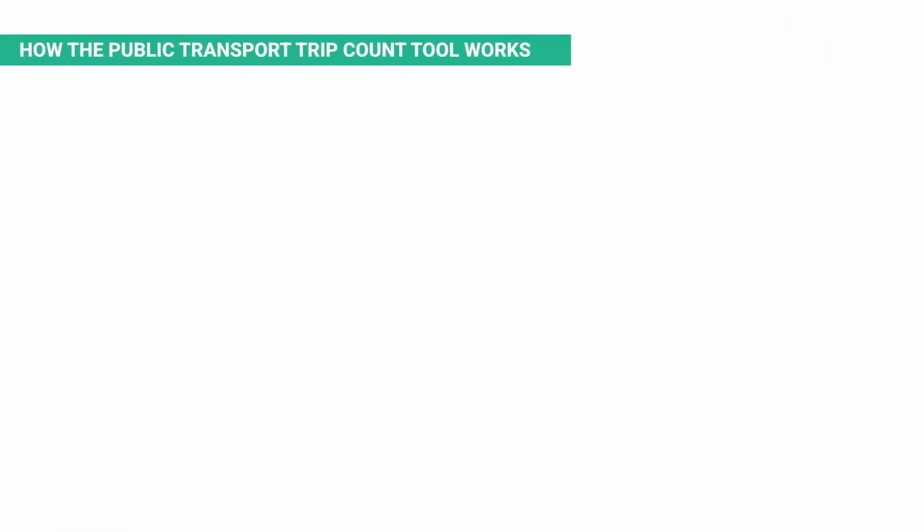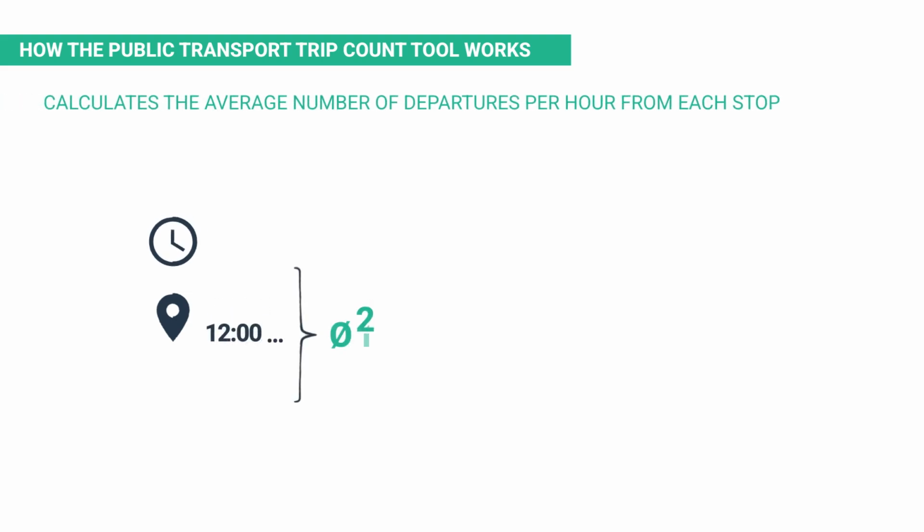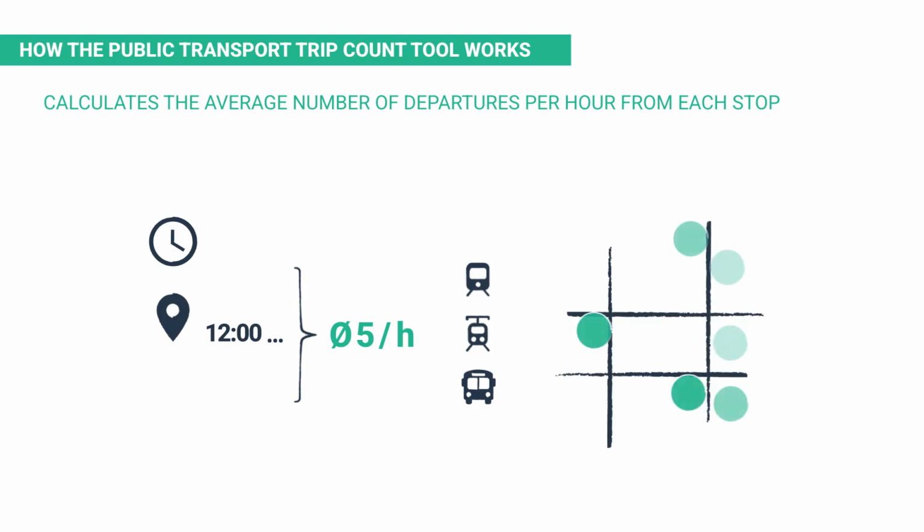Let's take a quick look at how the public transport trip count tool works. For each stop, the tool analyzes the selected time interval and the number of departures, then calculates the average number of departures per hour based on real public transport schedules. You can view all transport modes combined or filter by a specific mode. The result layer shows how active each stop is, averaging to 1 hour during the chosen time period.